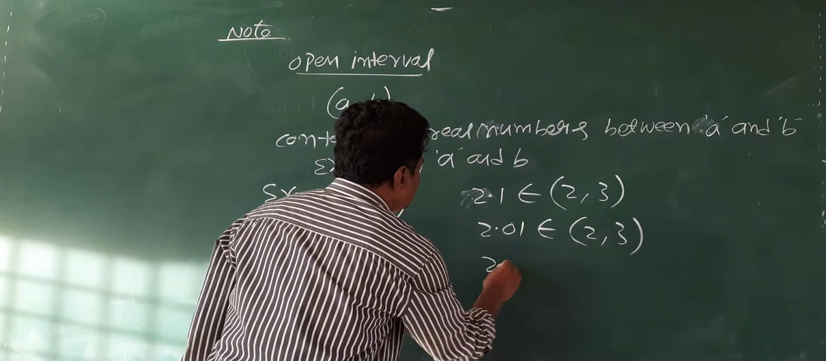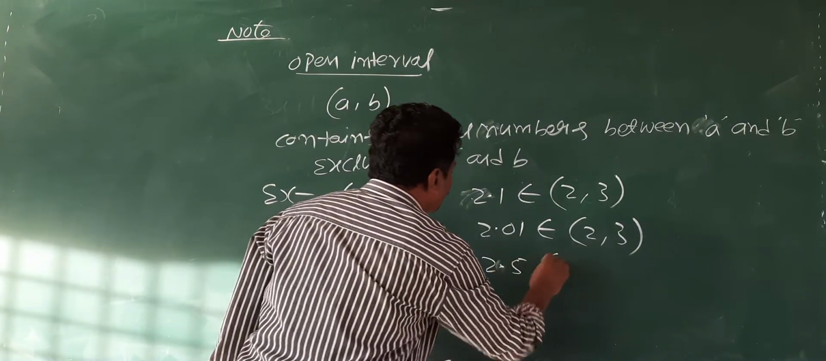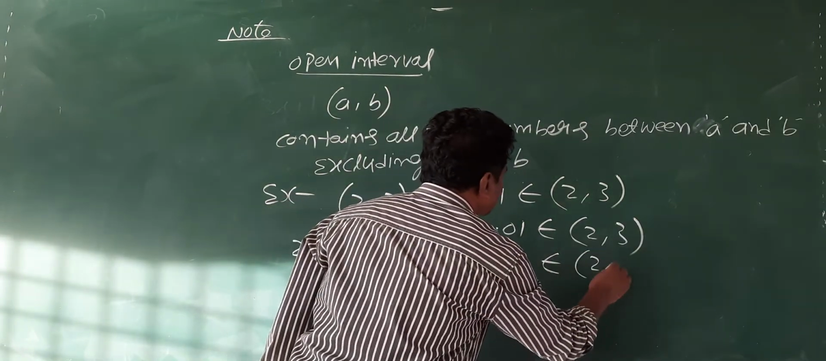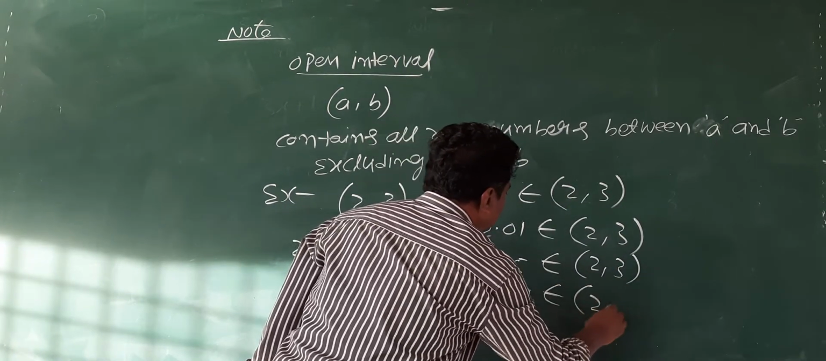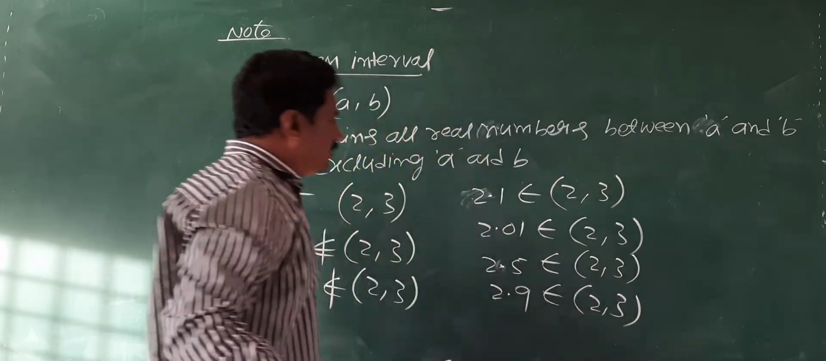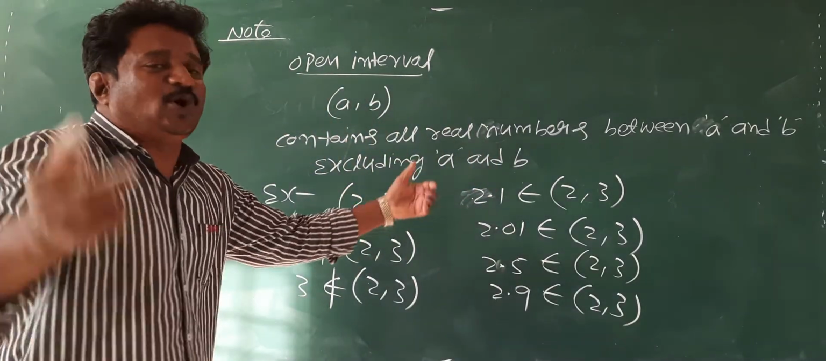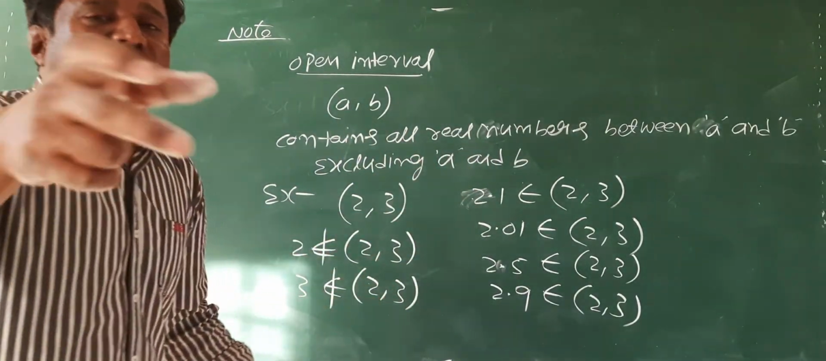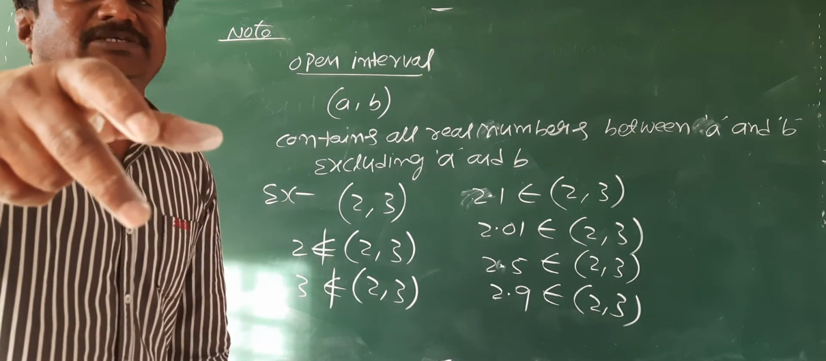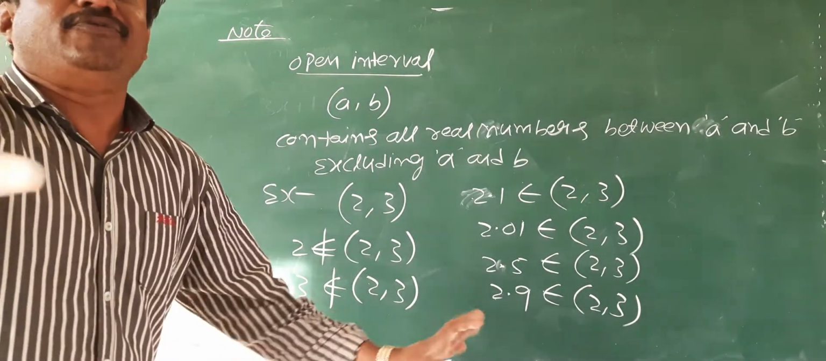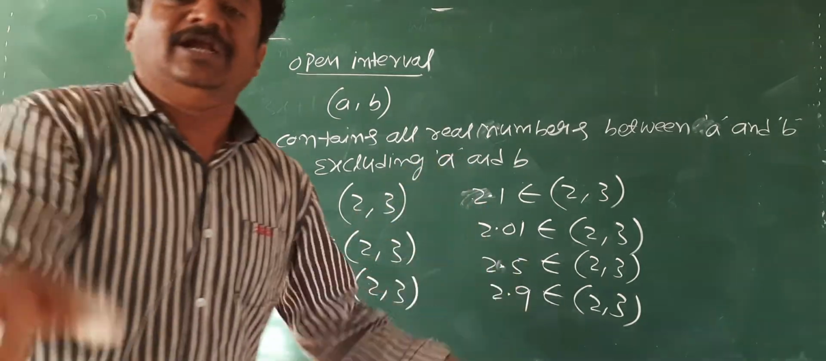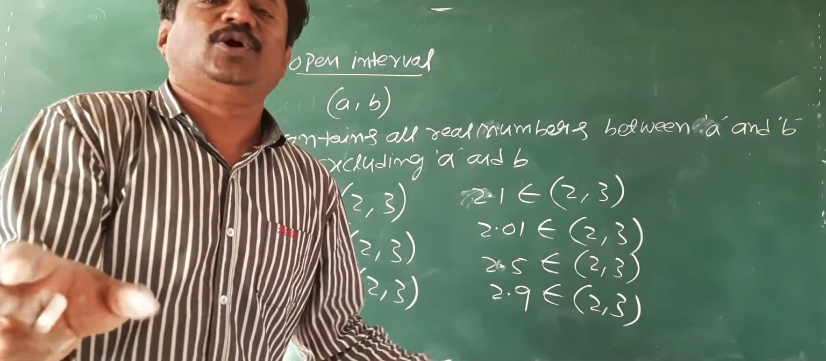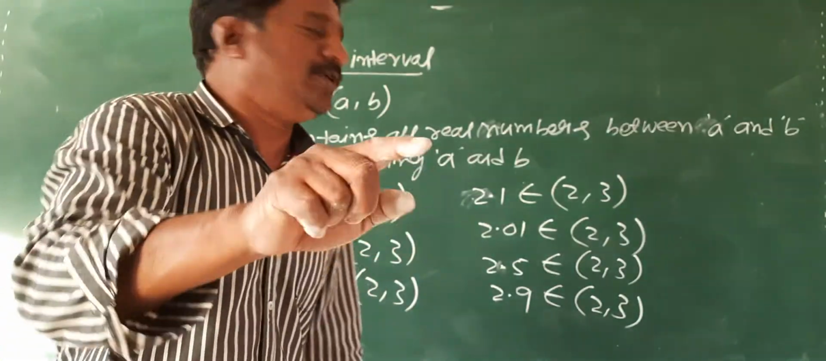So 2.5 belongs to the open interval. So 2.9 belongs to the open interval. So right, this open interval contains all real numbers. All intervals, whether it is open interval or closed interval, are infinite sets of real numbers.